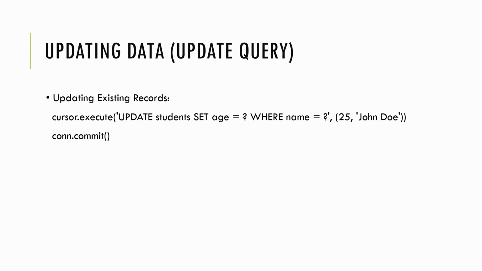To update data in the database, we use the UPDATE query. For example, if we want to update the age of a student, we use the SET keyword followed by the new value. In this case, we are setting the age to 25 for a student named John Doe. As always, remember to commit the changes with con.commit.